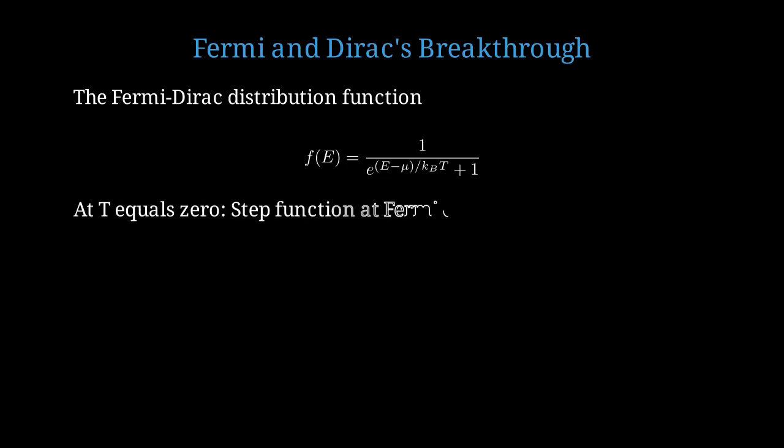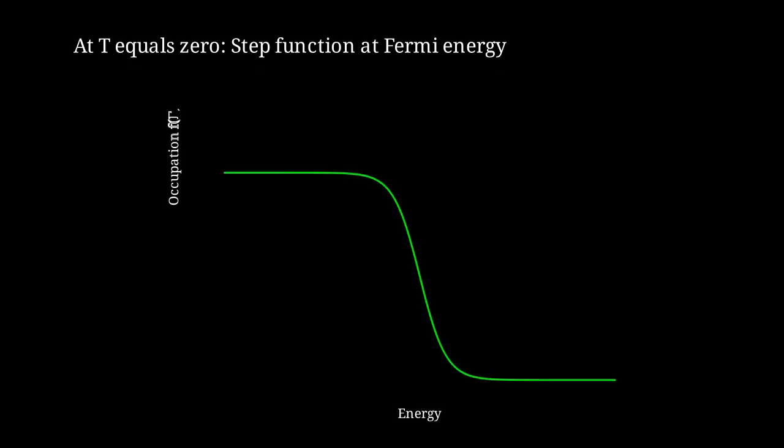At zero temperature, this becomes a step function. States below the Fermi energy have f equals 1, meaning they're occupied. States above have f equals 0, meaning they're empty. Here's the Fermi-Dirac distribution at very low temperature. Notice the sharp drop at the Fermi energy. Almost all states below EF are filled. Almost all above are empty.